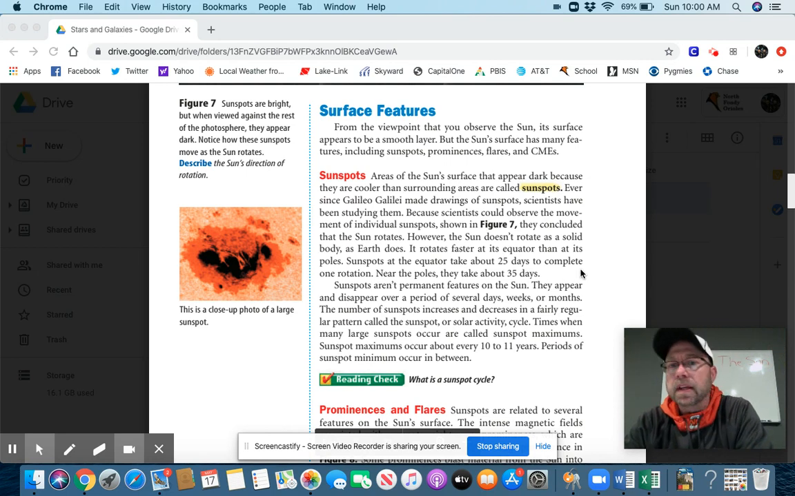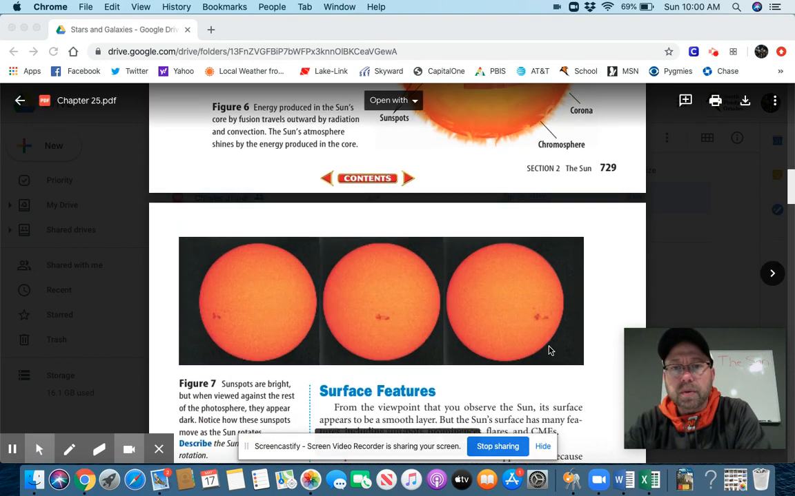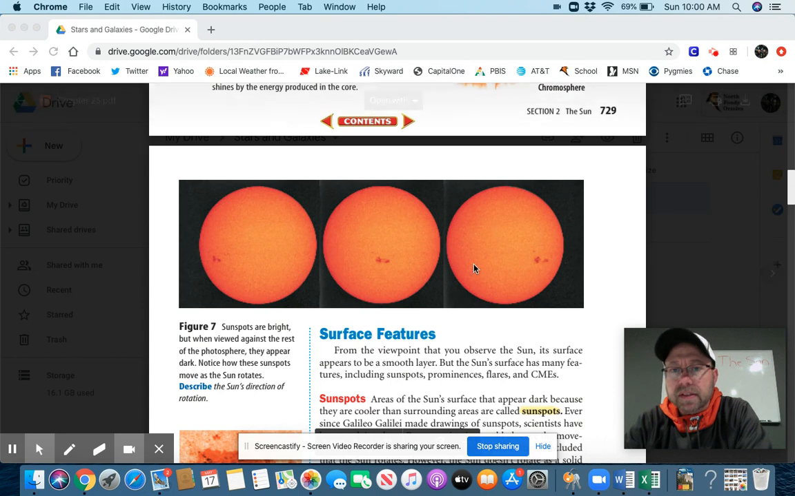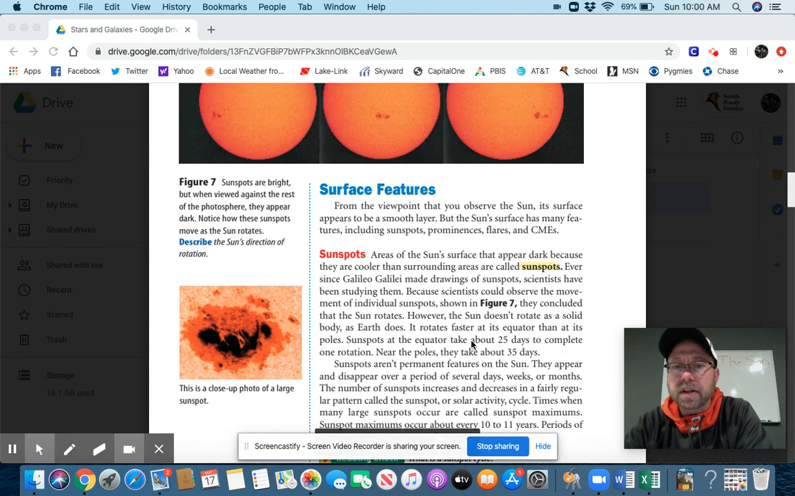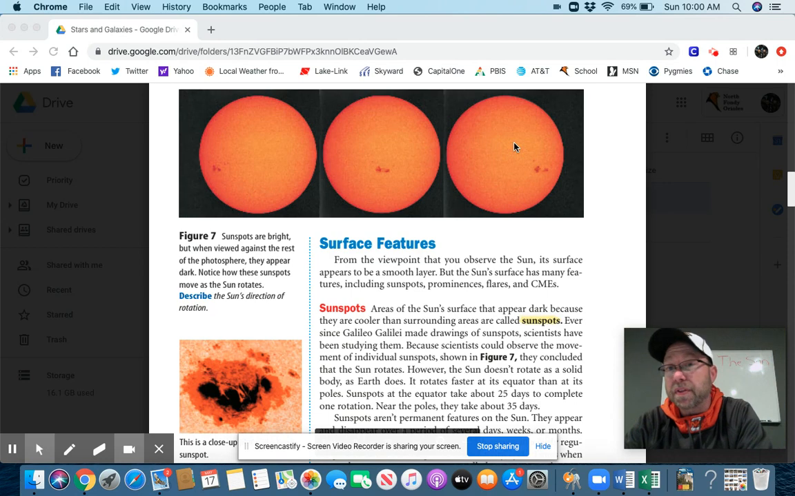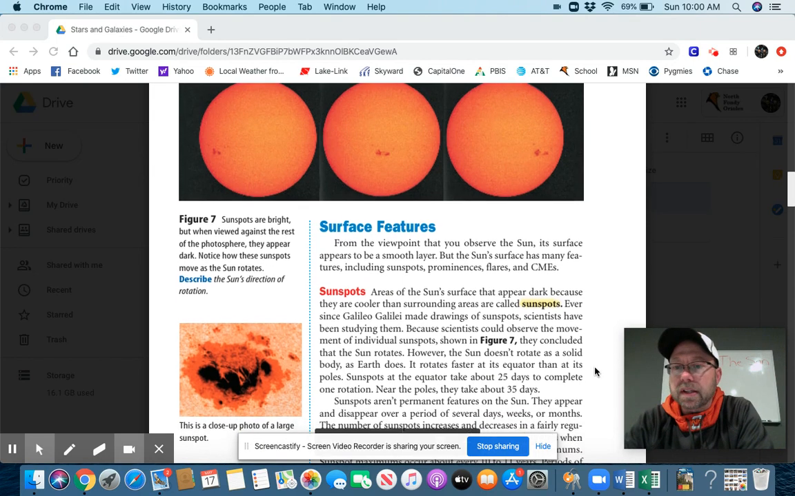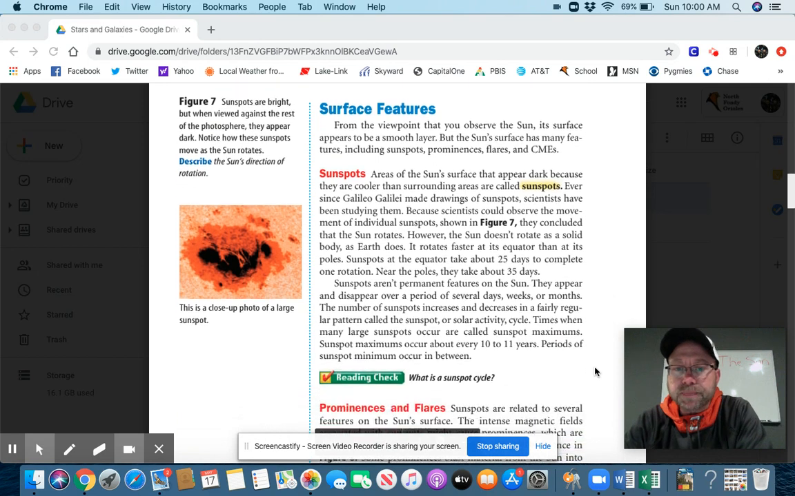They can last for varying amounts of time. They also, it's really neat, show us how fast the material in the sun is rotating. It tells down here that near the equator it takes about 25 days to complete one rotation, and near the poles it takes about 35 days. So the center is moving faster than the poles, which is kind of interesting, and we wouldn't know that unless there were sunspots to look at.